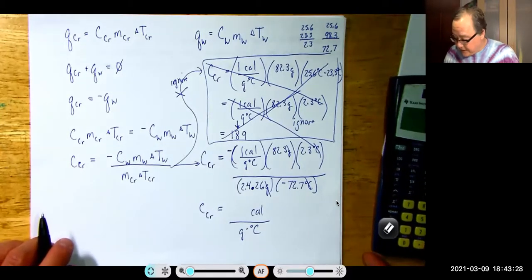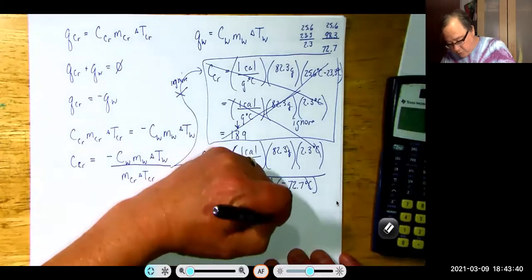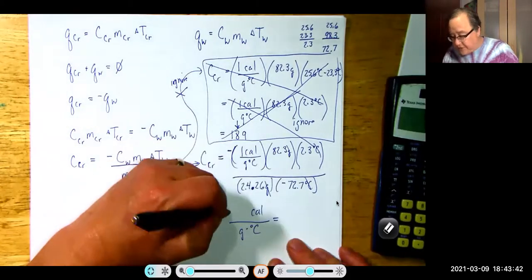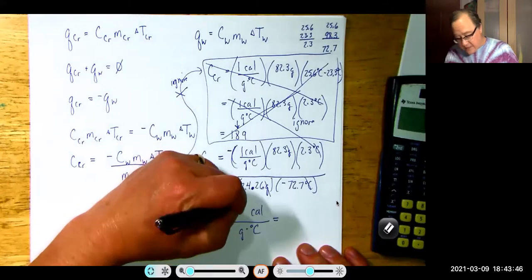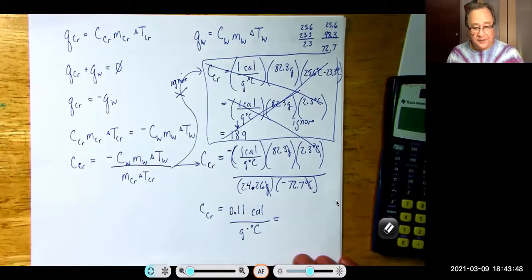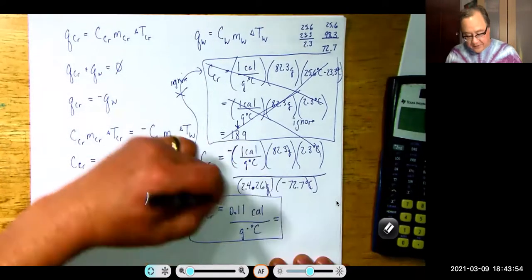82.3 times 2.3 divided by 24.26 and divided by 72.7. And we get, two significant figures, so 0.11 calories per gram degree Celsius. And that's how you figure out that specific heat capacity.